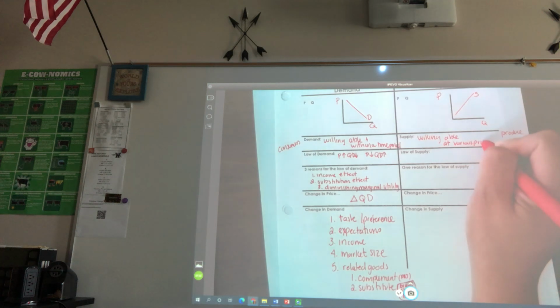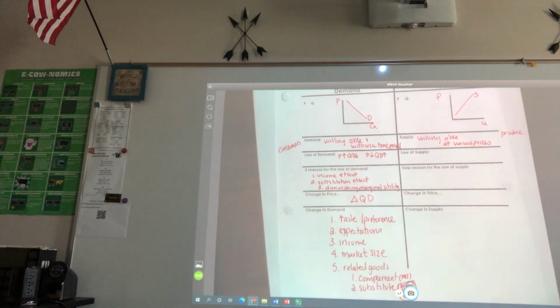Alright, and we know at various prices, what prices is our producer not willing to sell at? The cost of making it. The cost of the item, right? Why would he not be willing to offer it at that price? He's not making profit. Are they willing to offer it at higher prices?